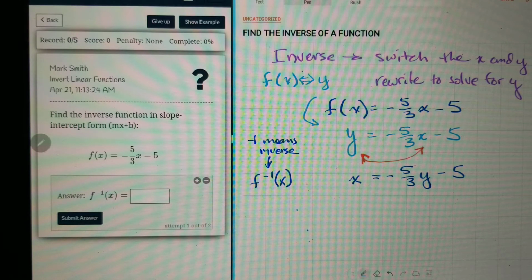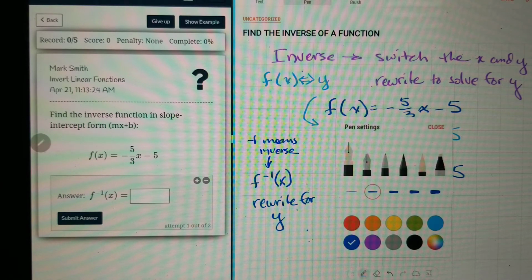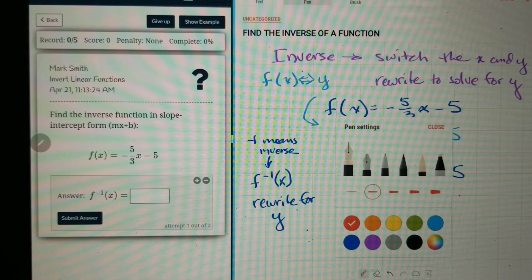So we can't leave it like this. We have to rewrite for y. That's what we're going to do next. That means we have to get this y all by itself. I'm going to put the y in red. Now we need to get that y by itself. This is just like a simple algebra problem. How are we going to do that?